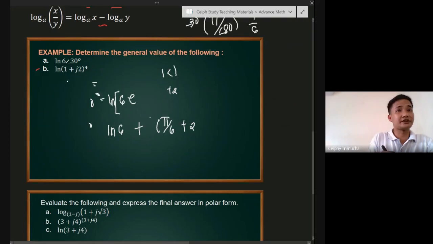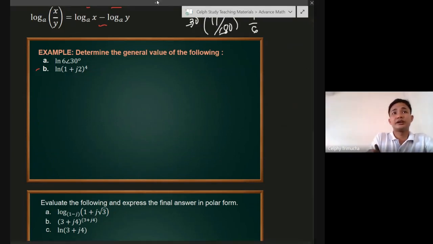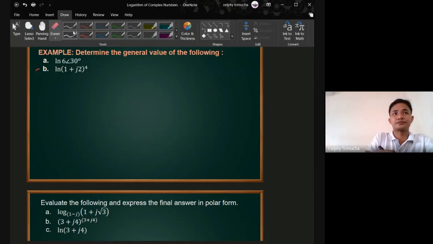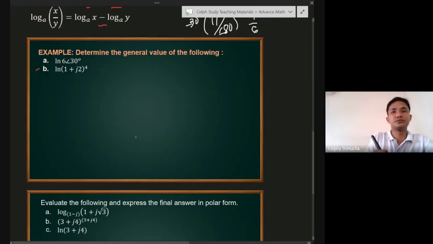So we have another example para answeran natin ang letter B. So we have ln of (1 plus j2) raised to 4. So first, we have 1 plus j2. We are going to convert this into sa iyang polar form. So pila ni ang 1 plus j2? Okay, polar form of 1 plus j2.